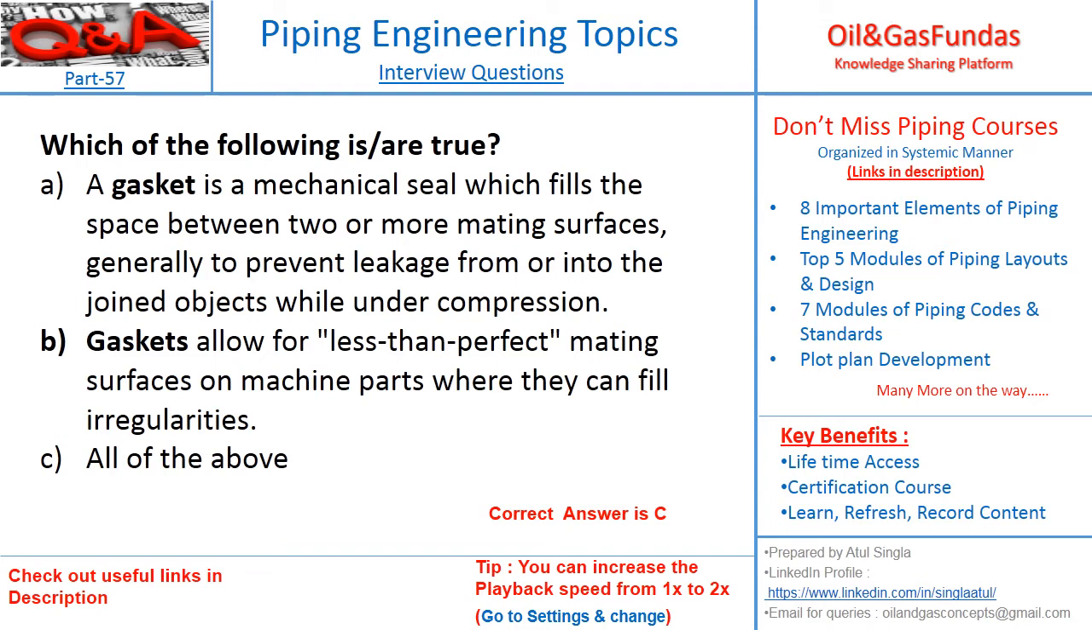Gasket is a mechanical seal. Whenever we have a joint, for example, if we have two flanges, we are putting a gasket in between, which fills the space. If there are irregularities on the surface, those irregularities can also be filled once the gasket is compressed between two flanges. So that's how it is preventing the leakage. At the same time, it is also avoiding anything to enter from outside. So this is the basic definition of gasket. So both the statements are true with respect to gasket.